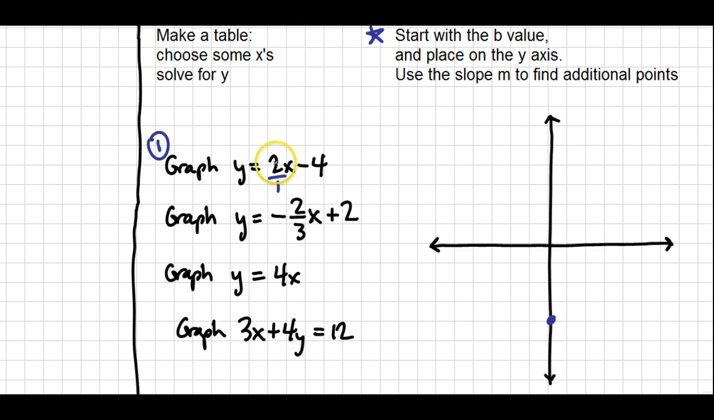So the top number tells me which way I'm going to move, either up or down. If it's positive, I'm going to move up. From this dot, I'm going to count up 2 and to the right 1. And then I'm going to continue to do that until I have a minimum of 3 points. Up 2, over 1. Then we just connect those with a straight line. If students have a straight edge available, like the edge of their calculator or their cell phone, they are encouraged to use that to make a nice straight line.